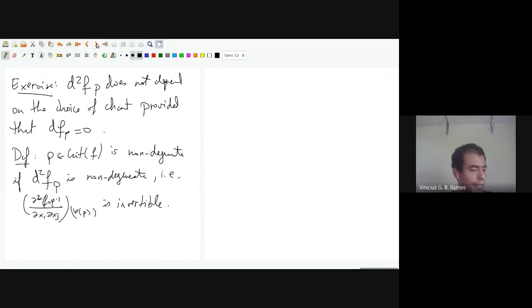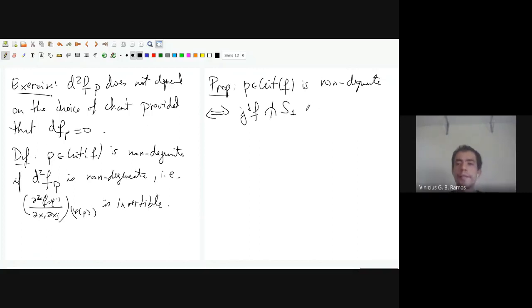And I guess the proposition that is relevant for us is that a critical point is non-degenerate if and only if the first jet of f is transverse to S1 at p. But remember, S1 is the set of one-jets whose corank is one. And the point you should notice is that S1 is just the complement of S0, because the maximum rank is one, since we're taking functions from X to R.